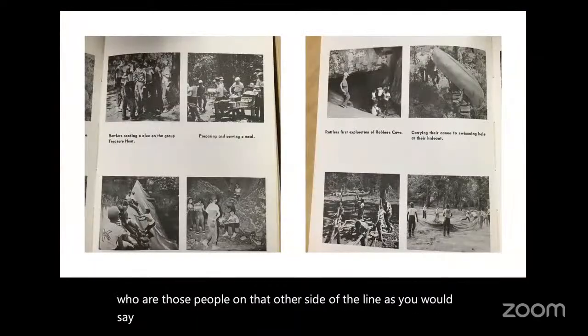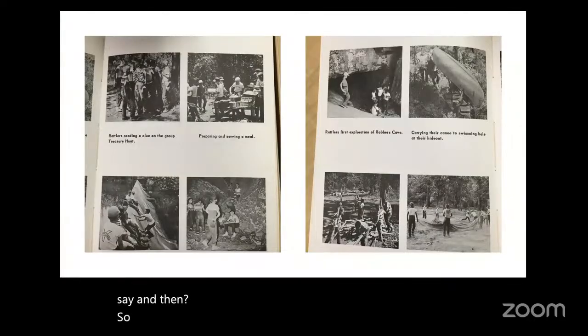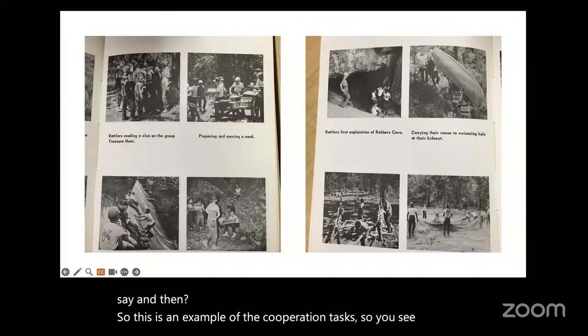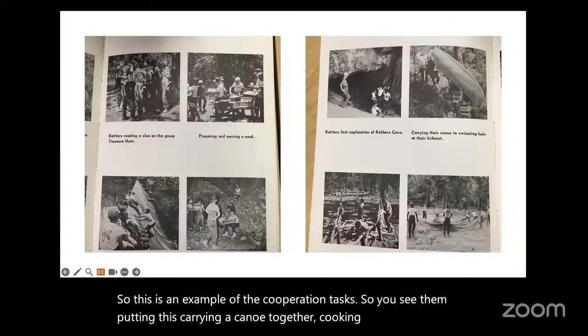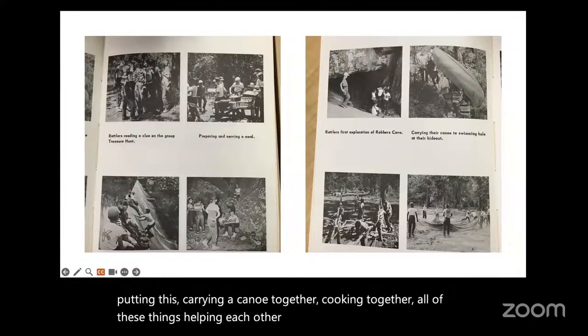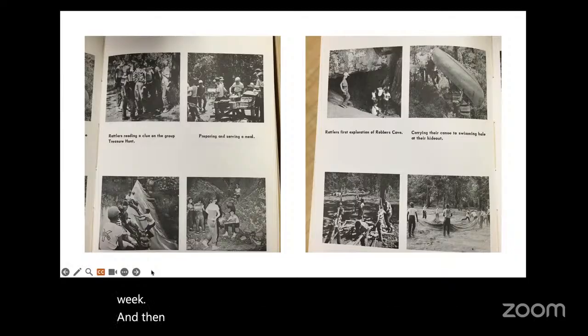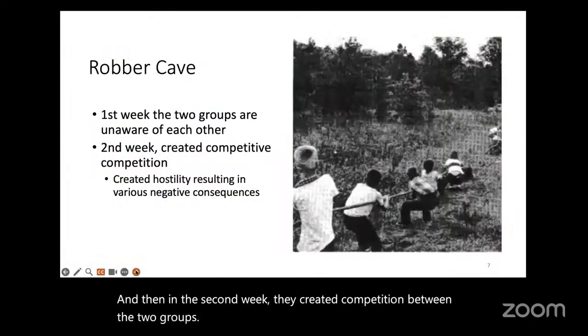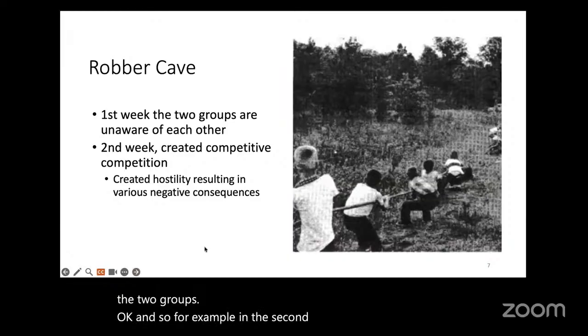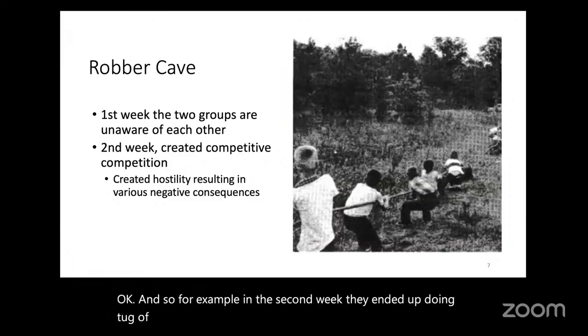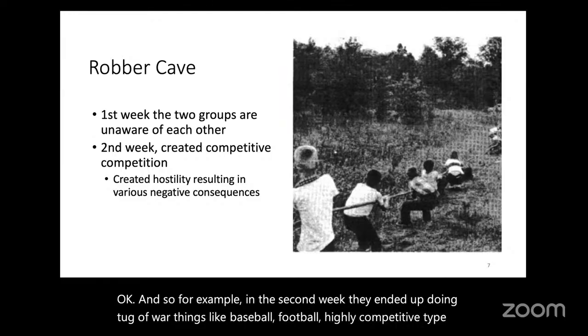And then, this is an example of the cooperation tasks. So you see them carrying a canoe together, cooking together, all of these things, helping each other over a cement thingy, and those kinds of things. And that's the activities they did for about the first week. And then in the second week, they created competition between the two groups. For example, in the second week, they ended up doing tug of war, things like baseball, football, highly competitive type of activities.